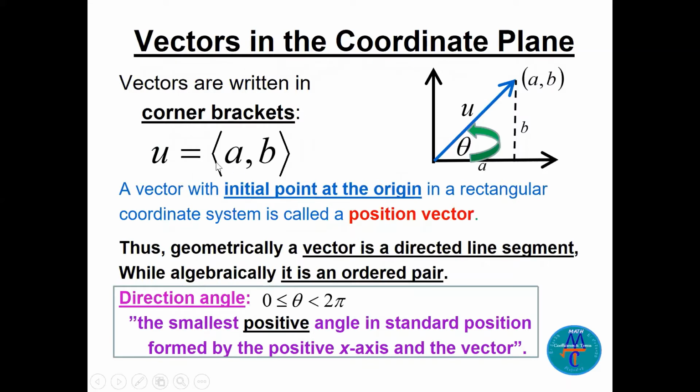We can write a vector in the corner brackets like ⟨a, b⟩. See, this is corner brackets. We call it vector U here. See, from the origin 0, 0 to the point (a, b). Then the vector, we call it U. So this is the initial point. And we call this the position vector.